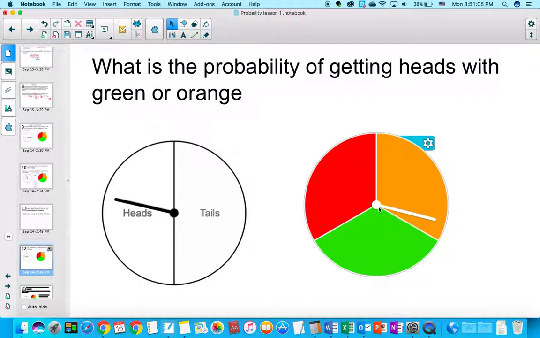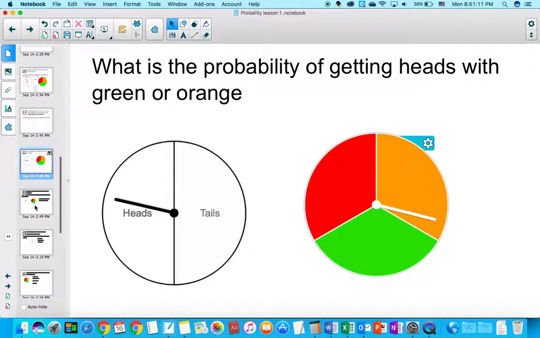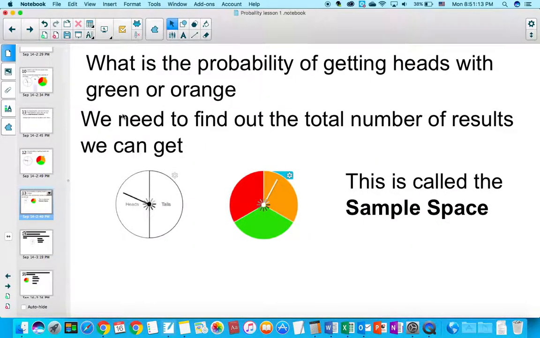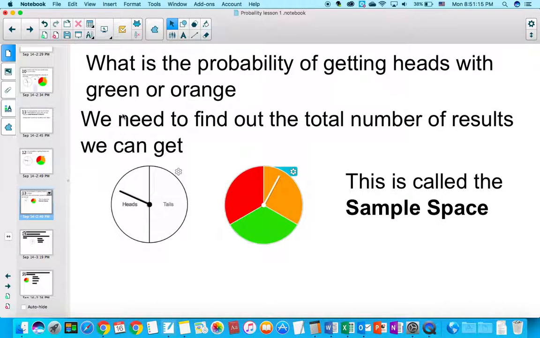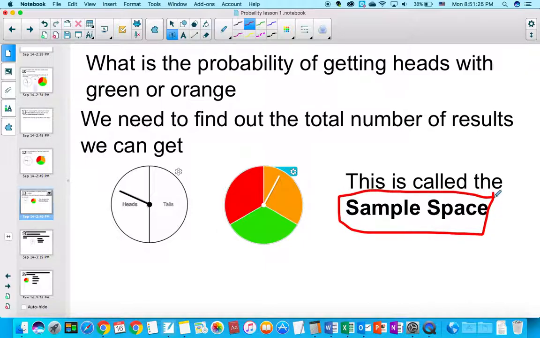Right? Perfect. We got the outcome we want. What is the probability of getting that? How do we find that out? We have 2 different events. Well, we need to find out the total number of results we can get. And this is another key term you need to know, sample space. Your sample space is the total number of outcomes.